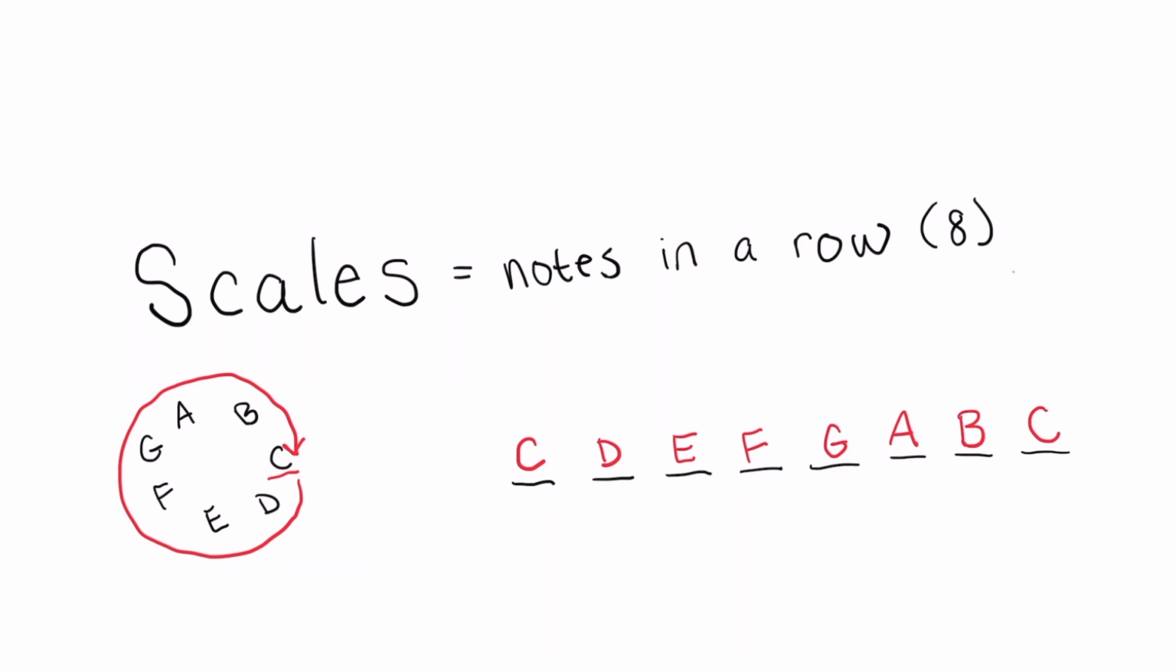Here's what the scale would sound like. Here it is on piano. We've got C, D, E, F, G, A, B, C. If you know solfege, it would be Do, Re, Mi, Fa, Sol, La, Ti, Do. And that's your whole scale from going Do to Do.